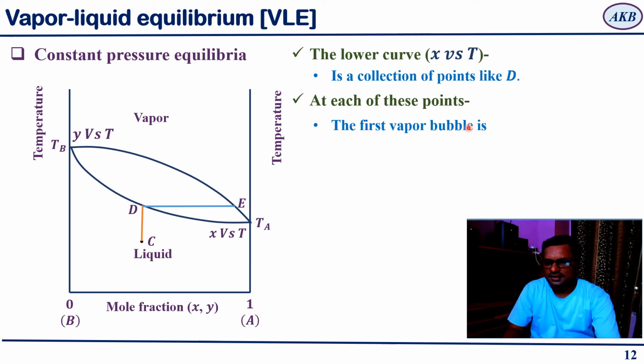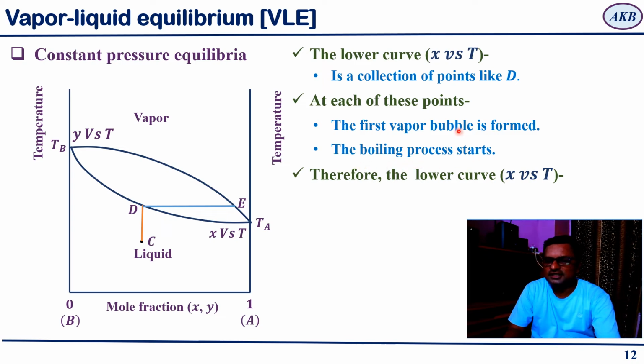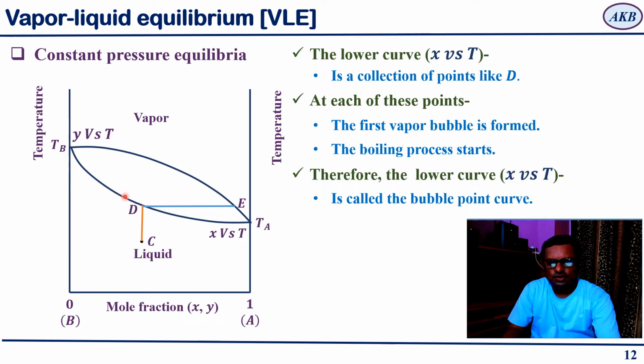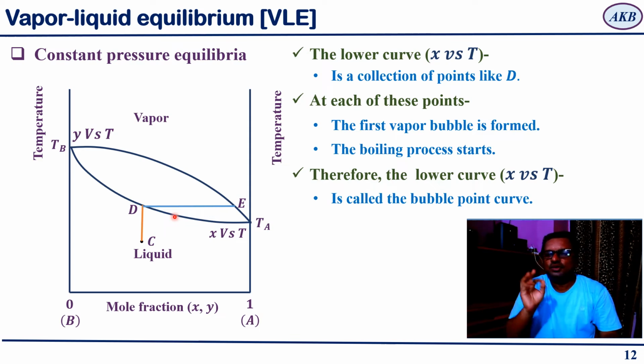Okay, so the understanding is that the lower curve, the x versus t curve, is a collection of points like D. What is the significance? At each of these points like D, the first vapor bubble is formed, or we can say the boiling process starts at each of these points. Therefore, the lower curve, the x versus t curve, is called the bubble point curve, because at every point on it the boiling will start at the given composition.